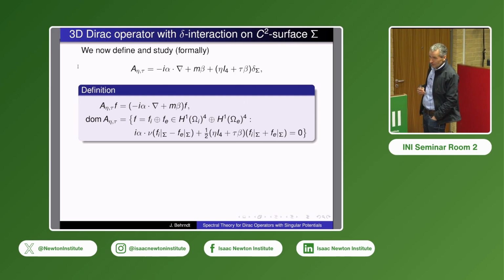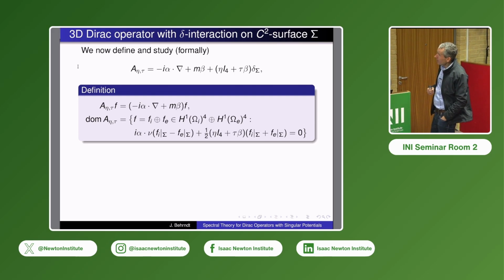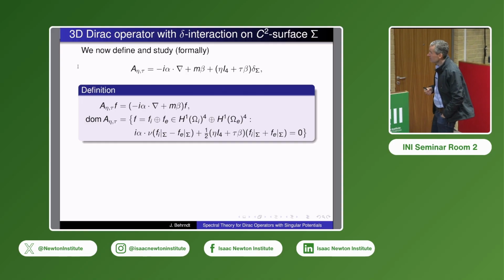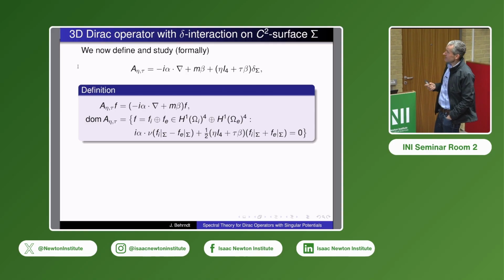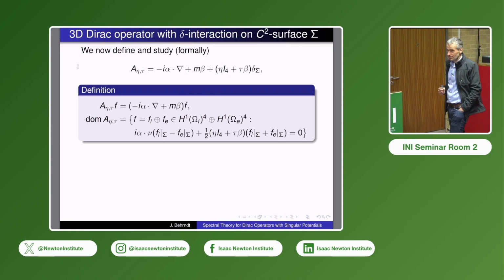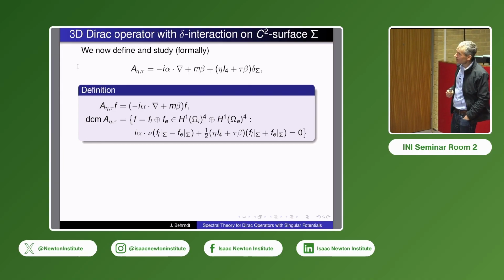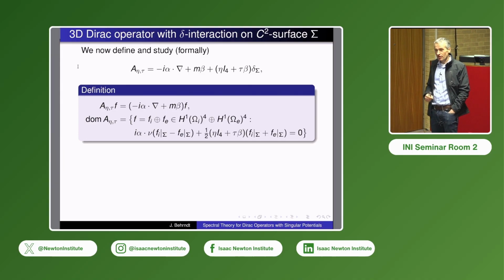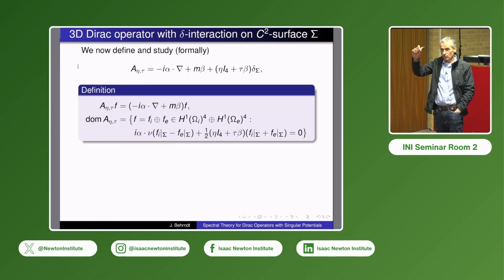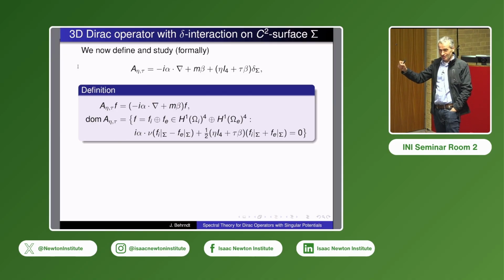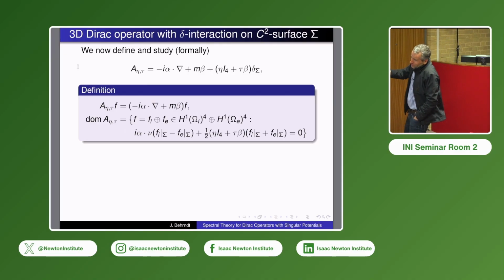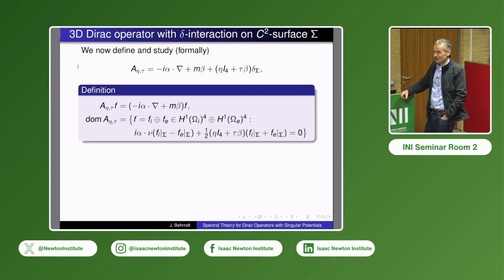Sure. M is a constant, right? It's the mass of the particle, which is non-negative. What is beta? Eta, tau are just real numbers. Beta is a 4x4 matrix which is diagonal: 1, 1, minus 1, minus 1. It's the fourth of the Dirac matrices, if you wish, which is not called alpha 4, but it is called beta.